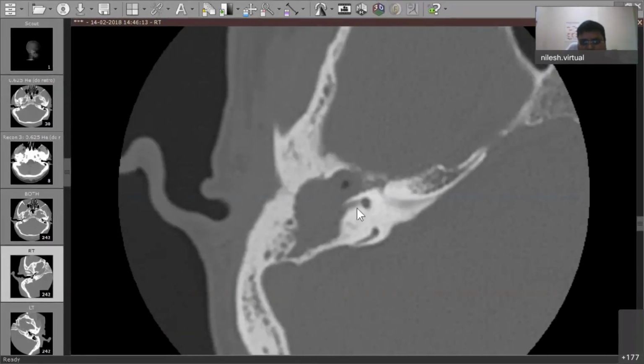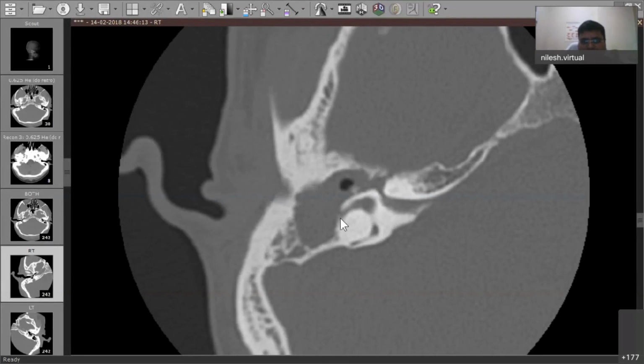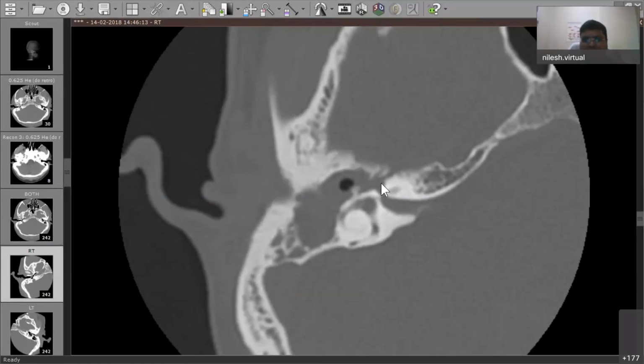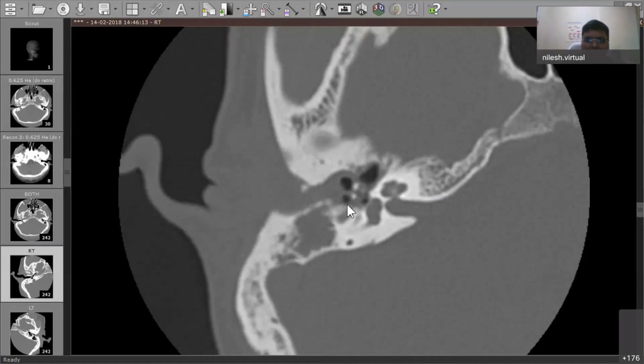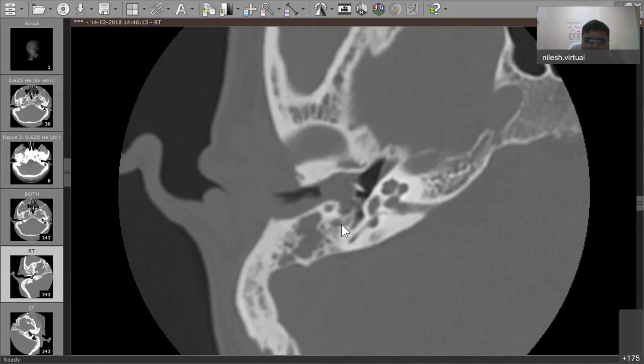Then next you'll see the lateral semicircular canal. It is fistulized there. Then you'll see the facial nerve. The labyrinthine segment is seen. Rest everything is exposed to this surrounding soft tissue density until it reaches the second genu.